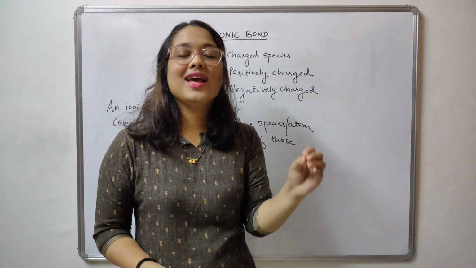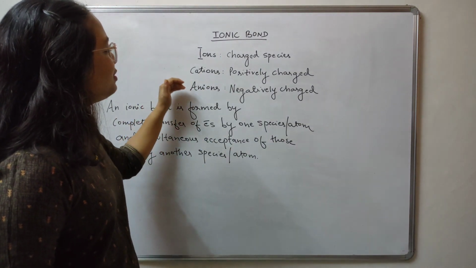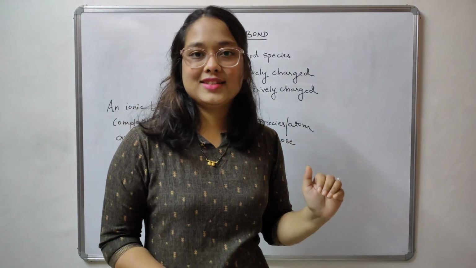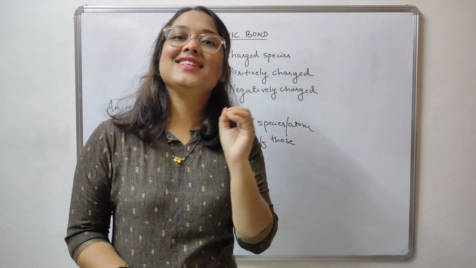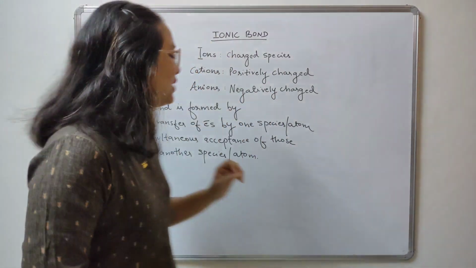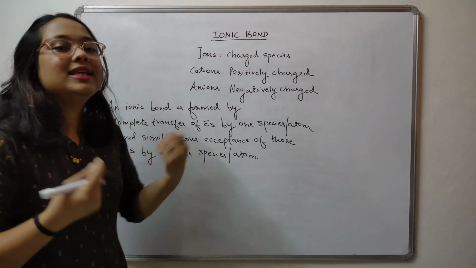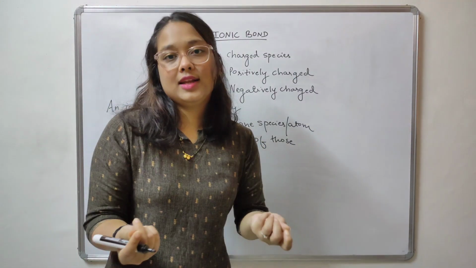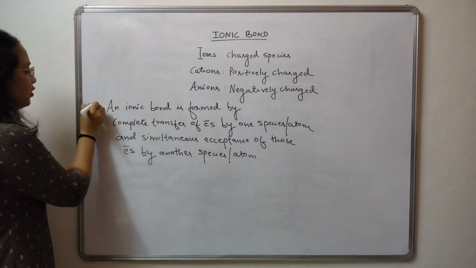So an ionic bond can also be defined as a chemical bond which exists between cations and anions, wherein one species is giving electrons and one species is accepting electrons. This is your standard definition of an ionic bond. Now, where do you find an ionic bond? So this is your first point that you will have to note.